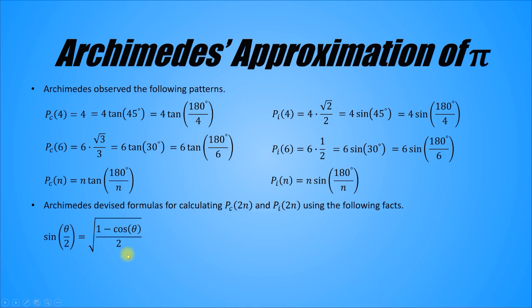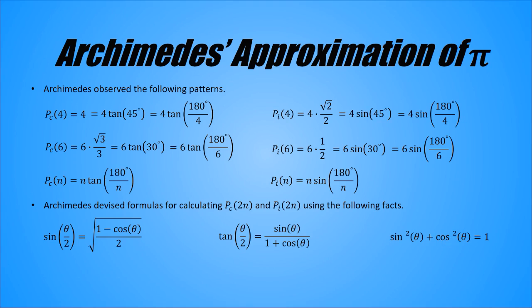This here is the half-angle formula for the sine function, which was known to Archimedes. Also known to Archimedes was the half-angle formula for the tangent function. And lastly, we have the Pythagorean identity for the sine and cosine functions, which he also knew.